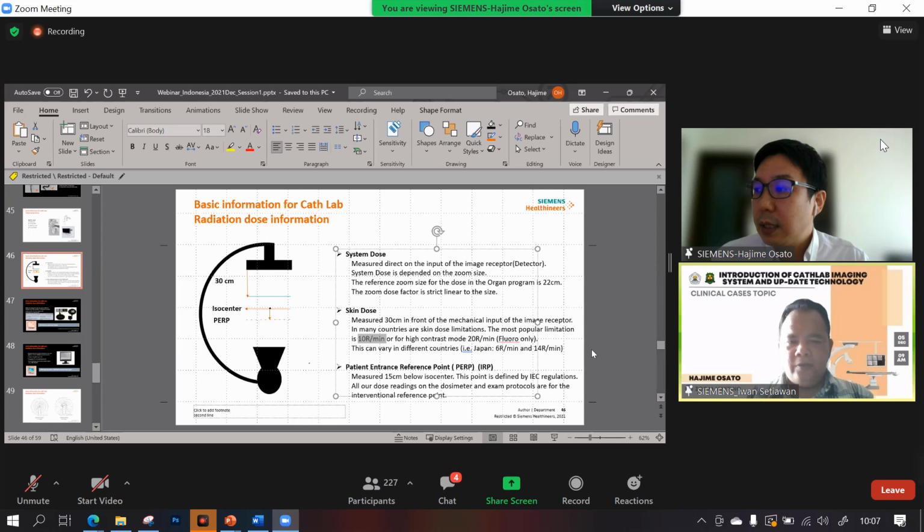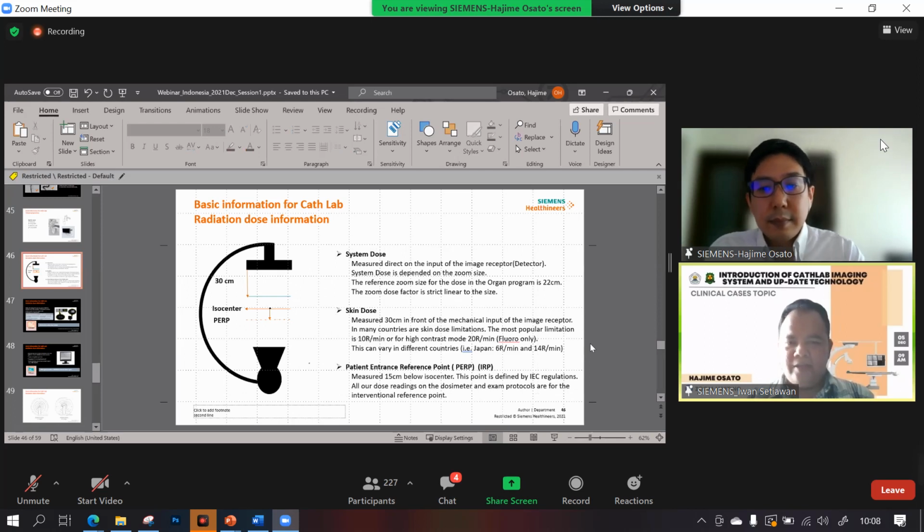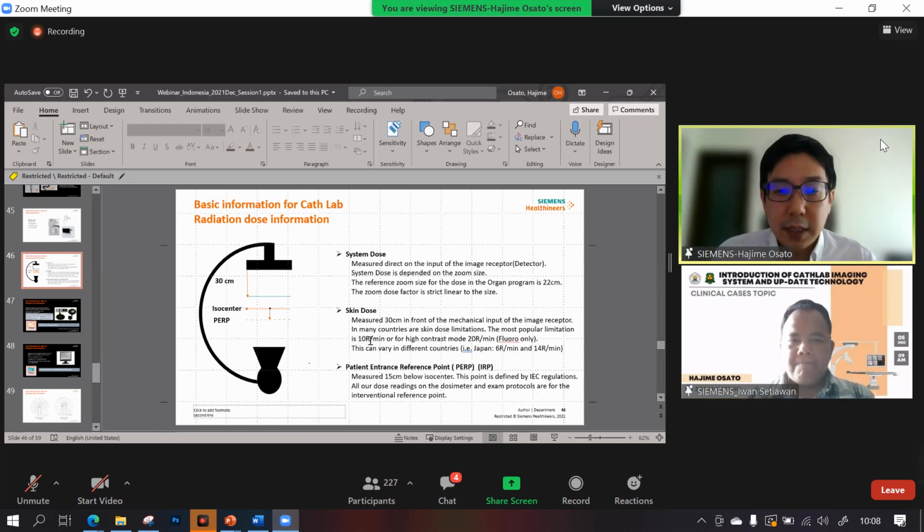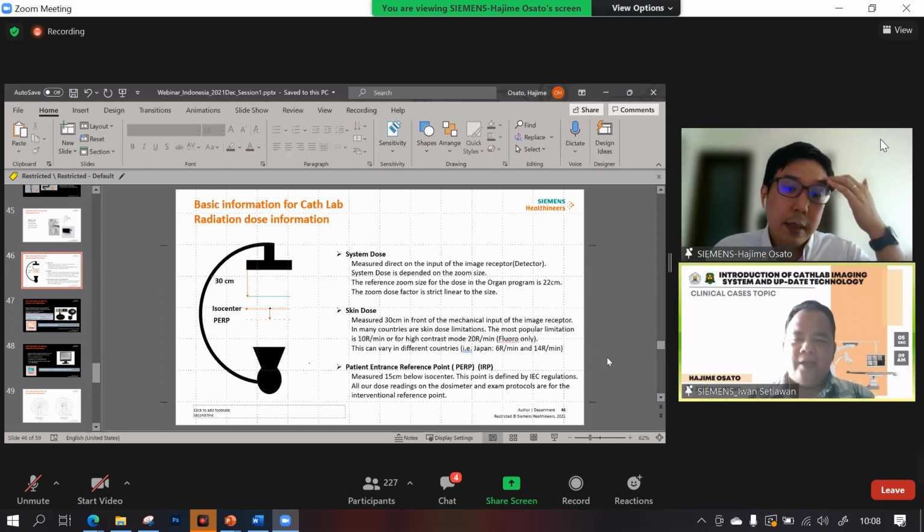Okay, so it means that 10 Roentgen per minute or 20 Roentgen per minute depends on the country regulation, yeah, Hajime. Yeah, but this value is used in the Indonesia system, and in most of the Asian country systems.